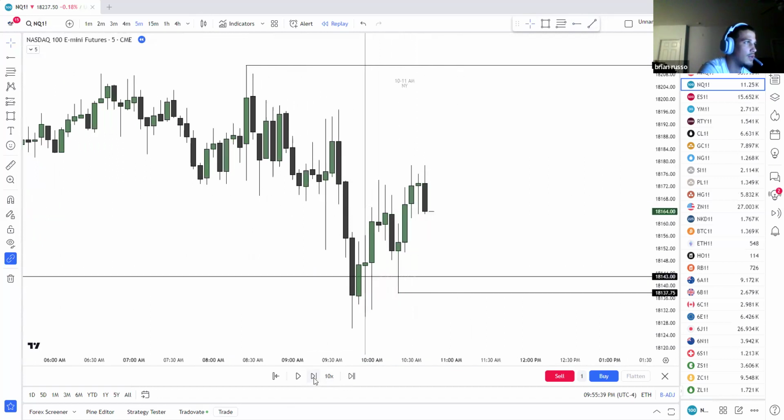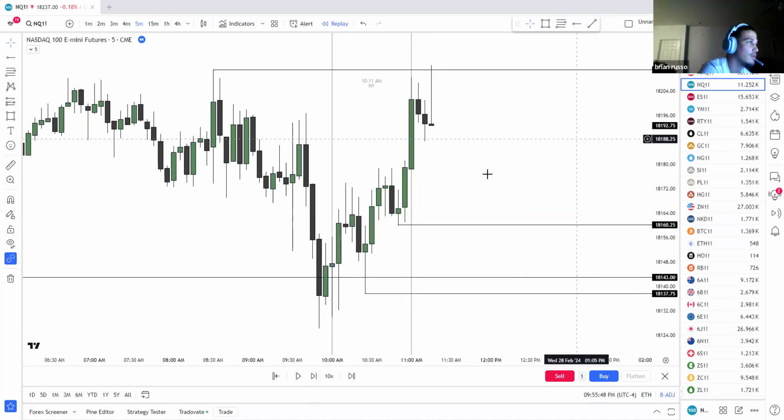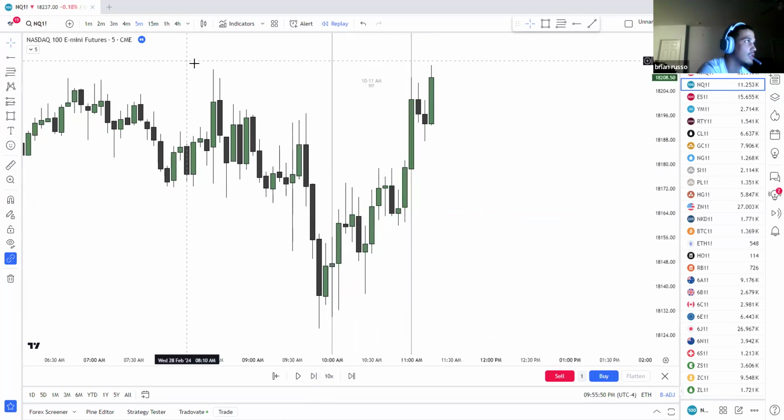We need this low to be swept though, and I don't think we get it. Damn. So being bullish was right. Let's see if we get it. Nope, we hit liquidity already. Next session. Jesus. So this happens a lot.